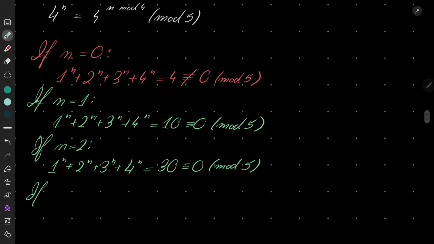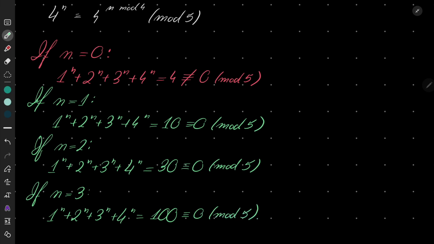And lastly, if n equals 3, 1 to the power of n, 2 to the power of n, 3 to the power of n, 4 to the power of n. Complicated calculations, but it will be 1 plus 8 plus 27 plus 64, I believe. And that will be 72 plus 28. 72 plus 28 is 100. And that is again congruent to 0 modulo 5.